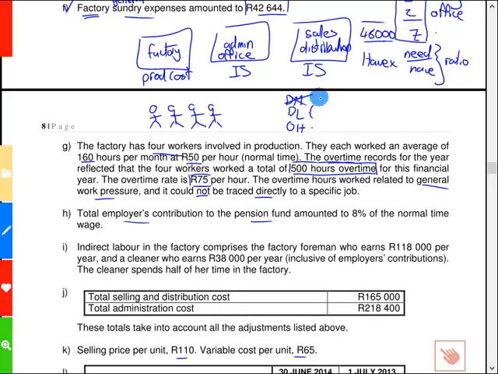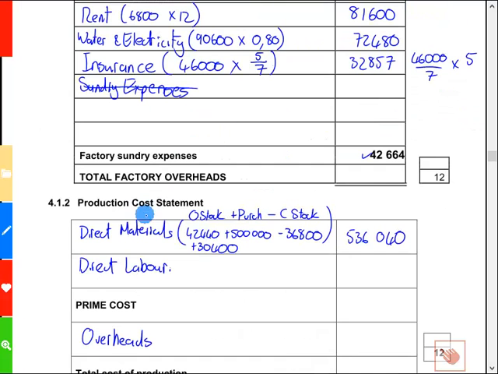Right, so here we go. We know each of the 4 people works 160 hours. They're paid 50 Rand per hour, and that is per month. How many months in a year? 12. Right? That is the amount we pay for 1 worker for 1 year. But we've got 4 workers, so we multiply that by 4. That's going to give us 384,000.